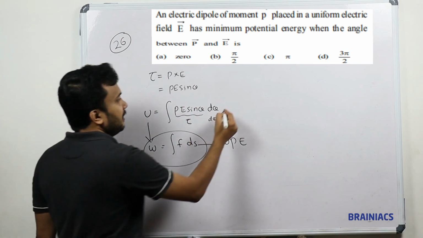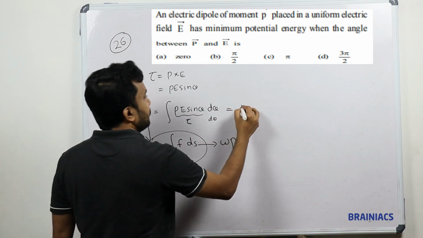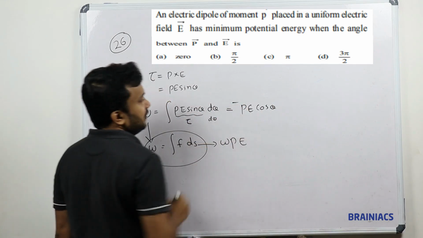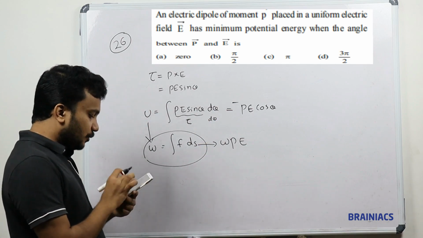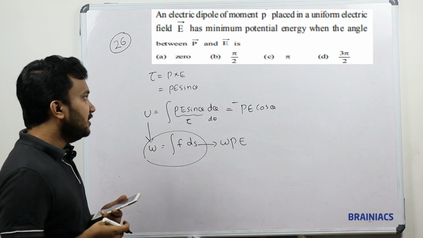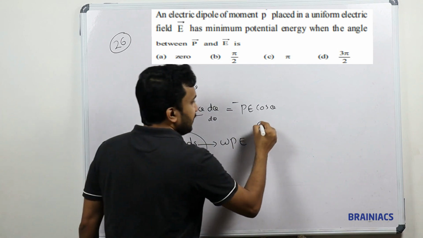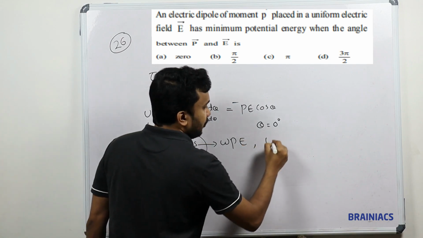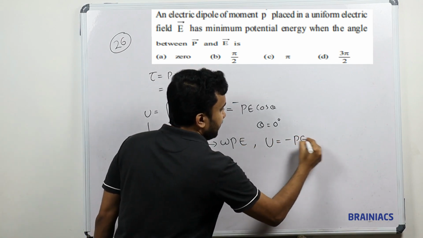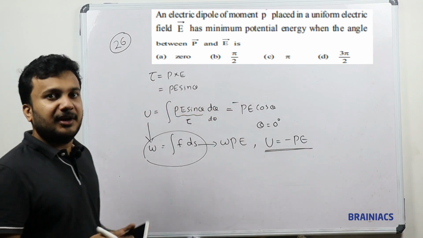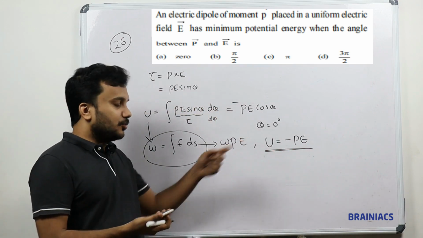So once we integrate this, what will we get? P is constant. What is the integral of sin theta? Minus cos theta. So here the question is asking at what value this potential energy is minimum. If you take theta equal to 0 degree, you will get potential energy equal to minus PE. This is the most negative value, or most minimum value, you can achieve, when theta equal to 0 degree.